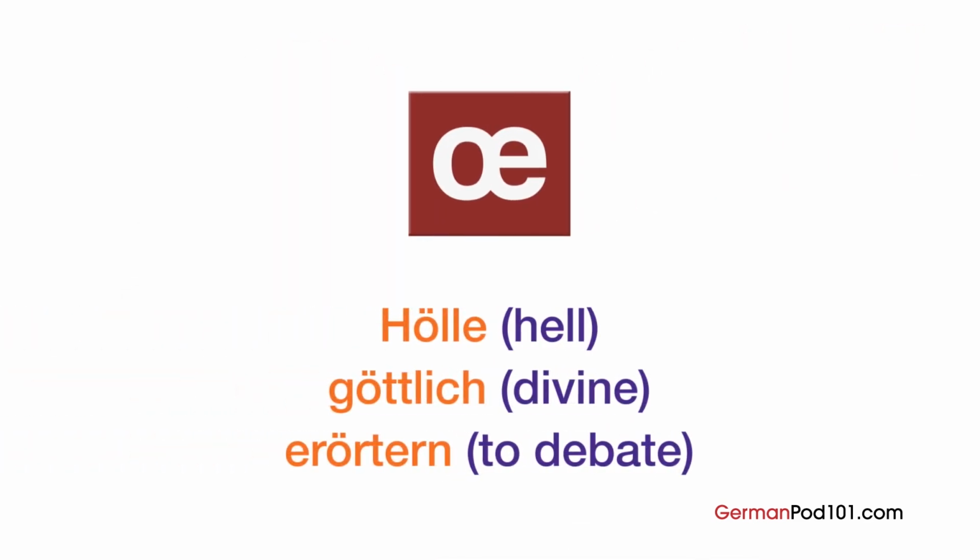The next vowel is Ö: Hölle, göttlich, erörtern. This sounds roughly like the U in the word hurt. To pronounce this sound, however, try saying the E sound in the word red while rounding your lips.